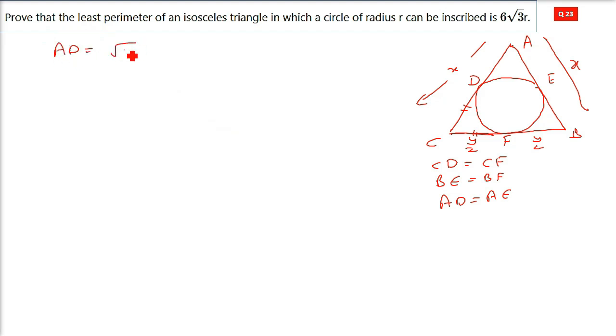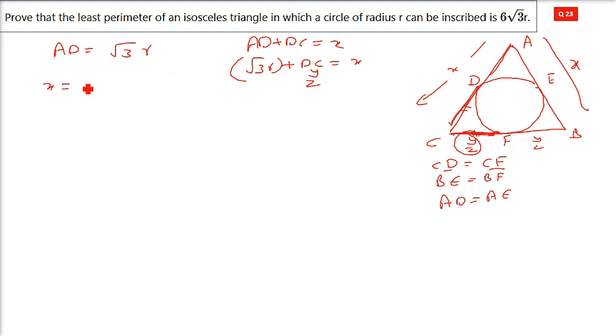Now what was AD? I just told you it was root 3r. We just computed it. And this AD plus DC is what? Please remember, the sides which are equal are AC and AB. Whether AD and DC will be x by 2? First thing is AD will be equal to root 3r. DC and CF are equal. AD or DC will not be equal to x by 2, because the sides which are equal are AC and AB. So x is equal to root 3r plus y by 2. From here we get a relationship, y by 2 equals x minus root 3r.